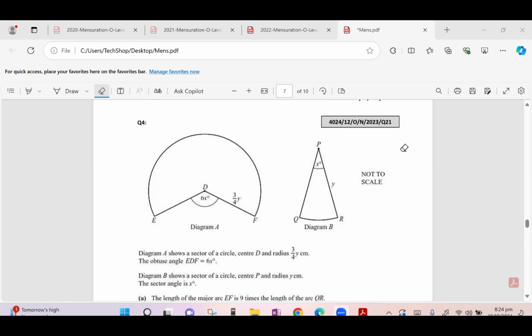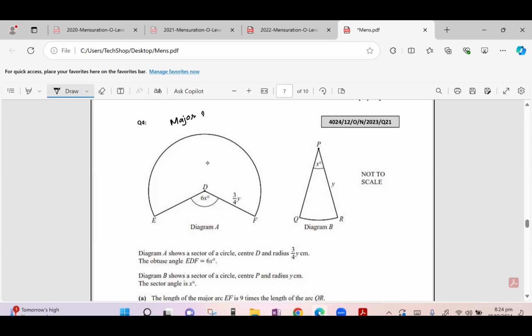This is from paper 1 2023, question number 21. There are 2 shapes given, right? So you should know the geometrical name of these 2 shapes. What is the name of the first shape? The major sector. And this shape, diagram B, is basically the minor sector.